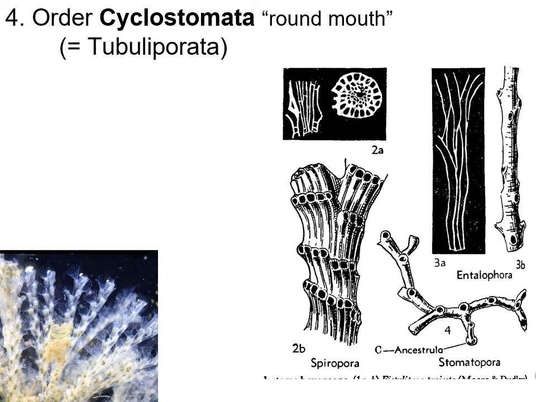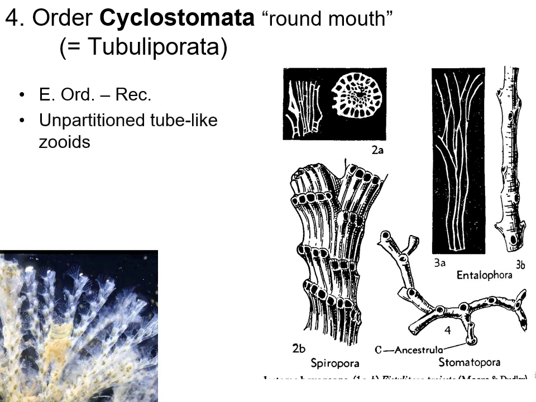Finally, order Cyclostomata, or round mouth, sometimes called Tubuloporata, is another well-known and modern bryozoan group. These are around from the early Ordovician to today. They have these long tube-like structures in their colonies that are unpartitioned, so they don't have those little floors and ceilings like we see in some of the other bryozoan groups. Their branches are very, very delicate, as you can see from the photograph of the modern, living cyclostome bryozoan.